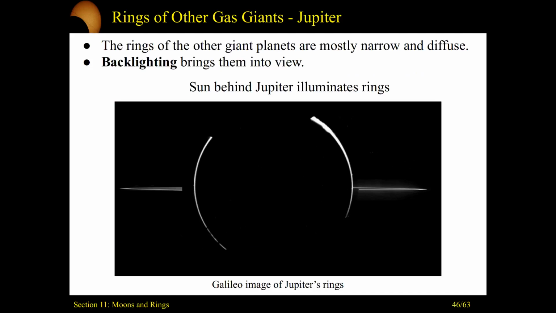So shifting away from Saturn, here's a picture of Jupiter's rings. So the big shadow here, that is Jupiter, with the sunlight behind it being blocked out. And we're seeing a backscatter through the upper layers of Jupiter's atmosphere, and the backscatter highlighting the ring of Jupiter. So the rings in the other giant planets are mostly narrow and definitely diffuse.